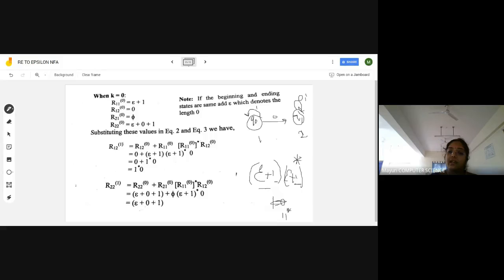If this is the case, why can't I write 1 star? I think minimum 1 is there, no? 1 plus it is to be. Okay. Epsilon plus 1 into epsilon plus 1 the whole star.